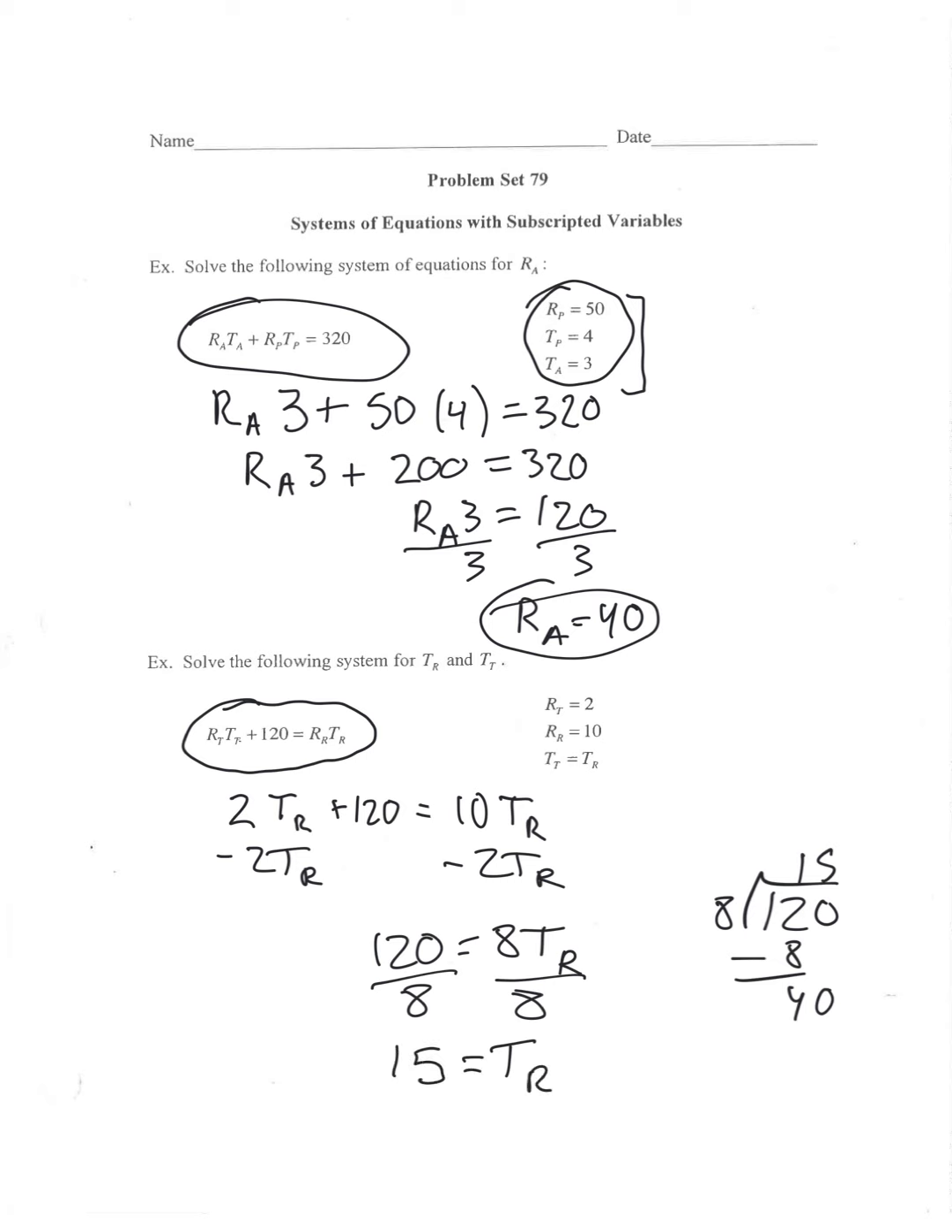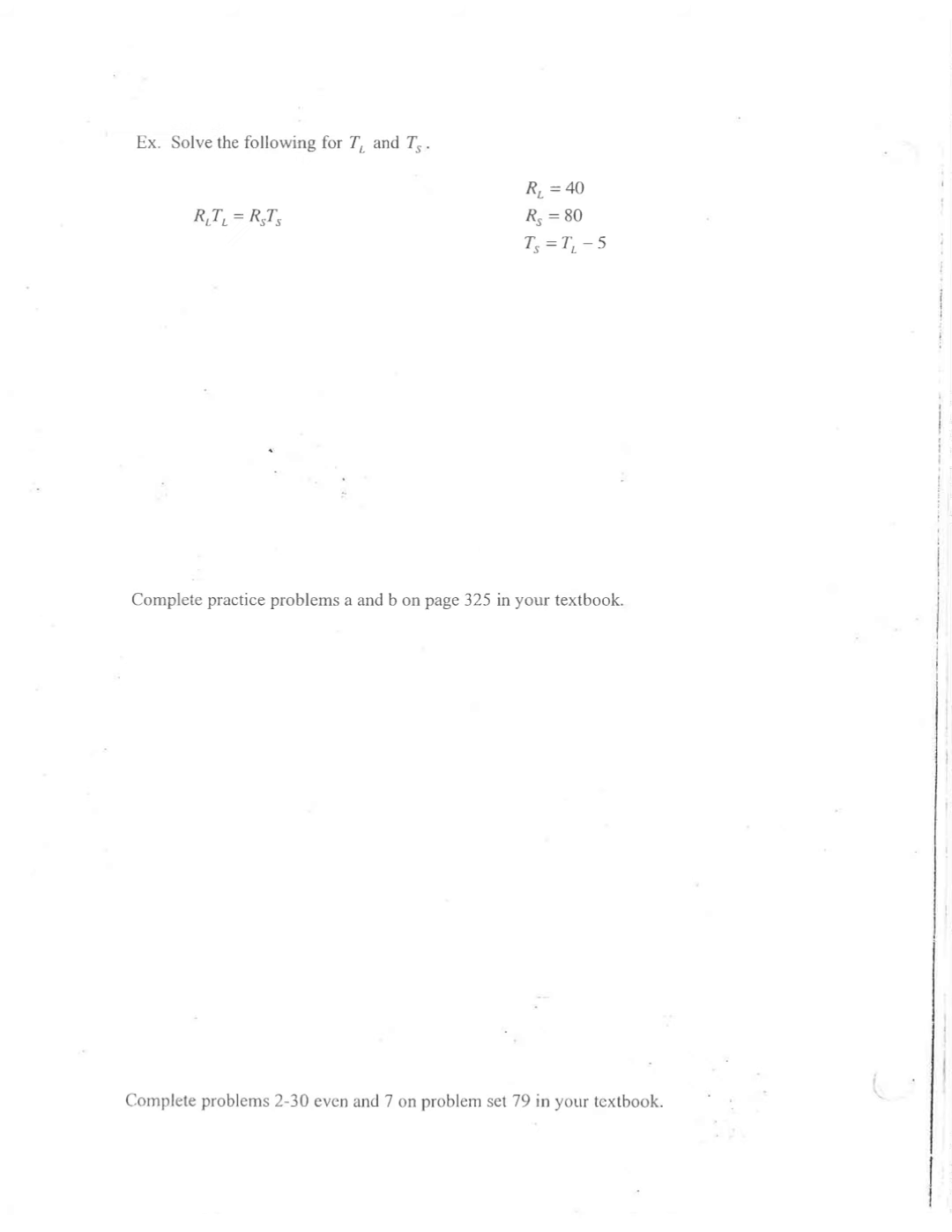And now what I need to know is that if t sub r is equal to 15, then I also know that t sub t is equal to 15, because t sub t is equal to t sub r. So the information that I have is t sub r is equal to 15, t sub t is equal to 15, and I've got the value of all four variables up here. Give this a shot. Just kidding, we have another one on the next page.